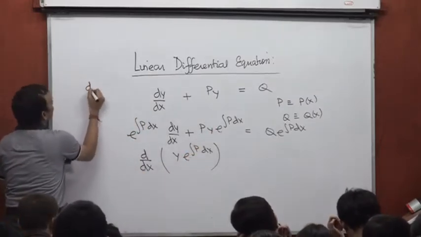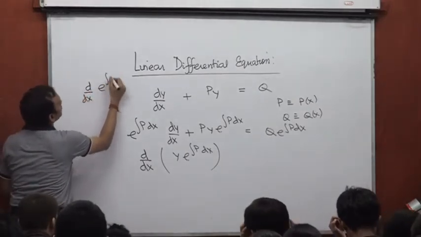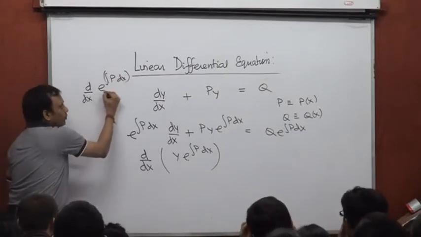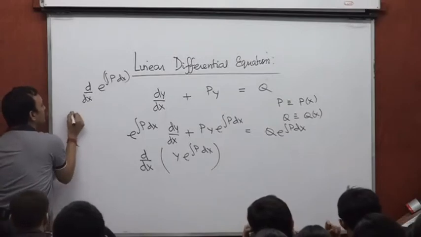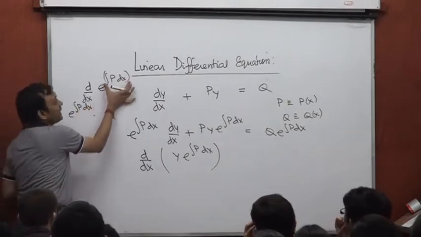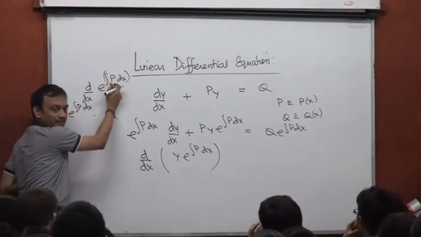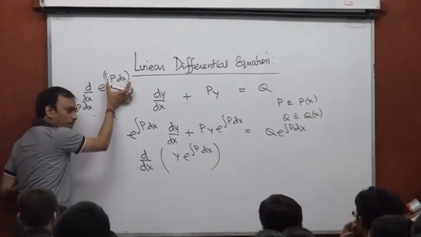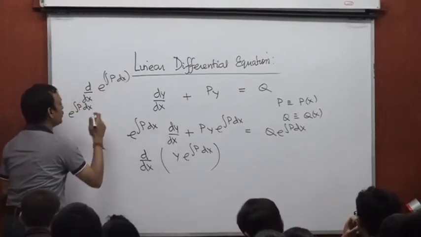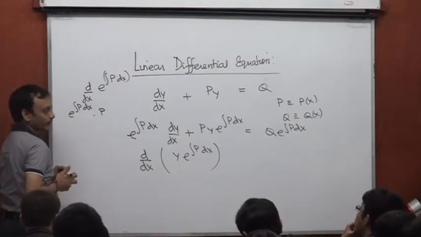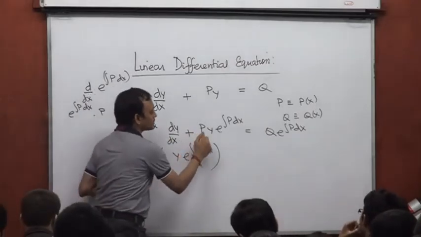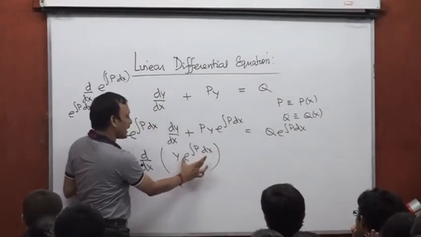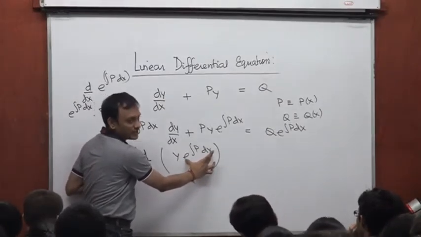What is the derivative of e power integral p dx? Chain rule: differentiate with respect to integral p dx, you will get e power integral p dx, and differentiate integral p dx with respect to x, you will get p, isn't it? When you differentiate integral p dx with respect to x, you will get p, yes or no? So into p. So would you mind believing that this p e power integral p dx is actually the derivative of e power integral p dx.